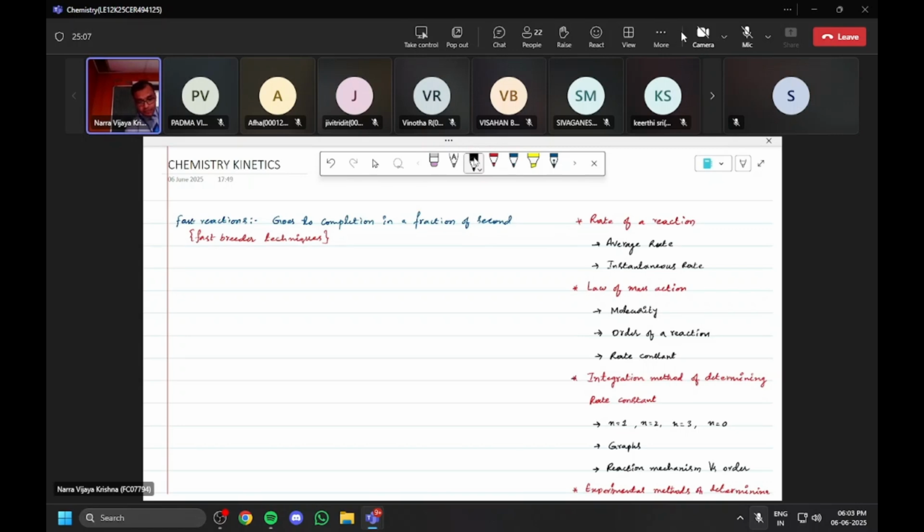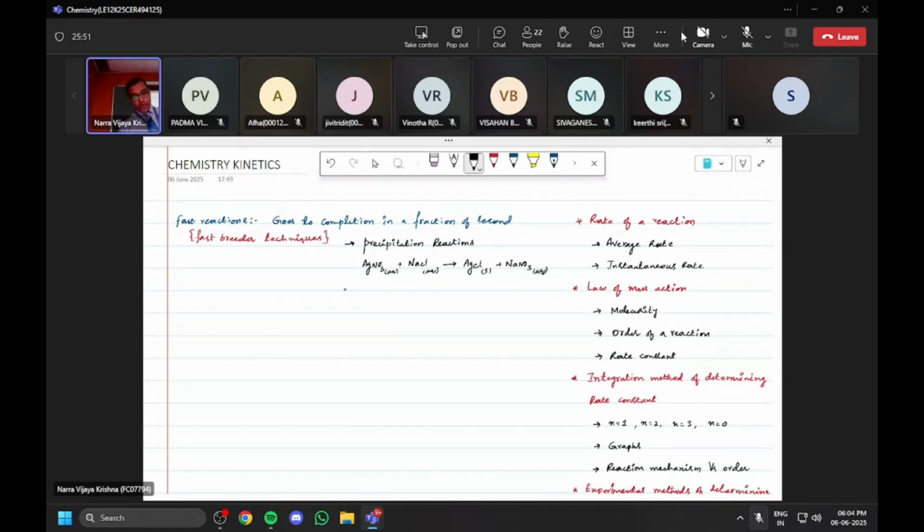An example of fast reactions is precipitation reactions. I'm taking an example of a precipitation reaction: AgNO3 with NaCl. Immediately it will precipitate AgCl and NaNO3. White colored silver chloride gets precipitated, so we call it a precipitation reaction. The remaining are all aqueous, soluble in water; only this is the precipitate obtained.